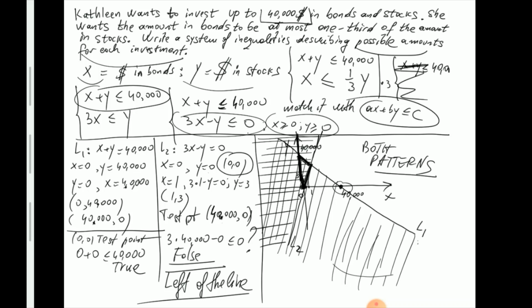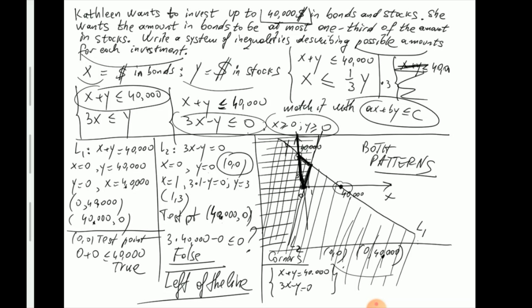And just like before, it will be important for later to find the corners. Two of them are already given. So one of them is 0, 0. The other one over here is going to be 0, 40,000. And the other one, I need to find where the two lines intersect. So you have to solve the system x plus y equals 40,000, 3x minus y equals 0.